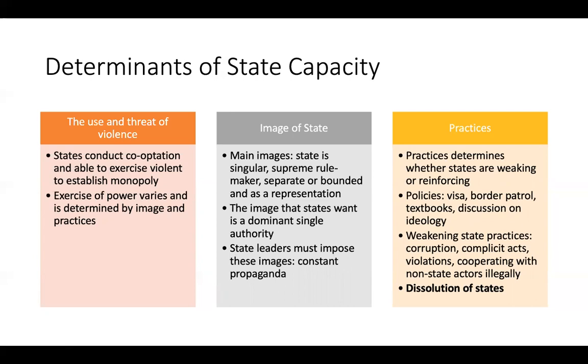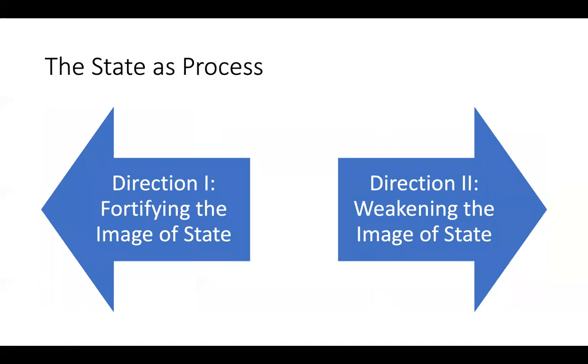Therefore, constant propaganda is required. On the other hand, they need to be able to practice all those images in real life, because it determines whether the states are weakening or reinforcing. Therefore, they need to enforce it in the form of all kinds of regulations possible. Otherwise, they are dissolving as a state. Therefore, we need to consider the state as a process, because they are constantly reimagining themselves. The first direction is when a country is strengthening its image of the state, and the image is practiced properly in the country. Therefore, they have real state capacity, and state autonomy is established.